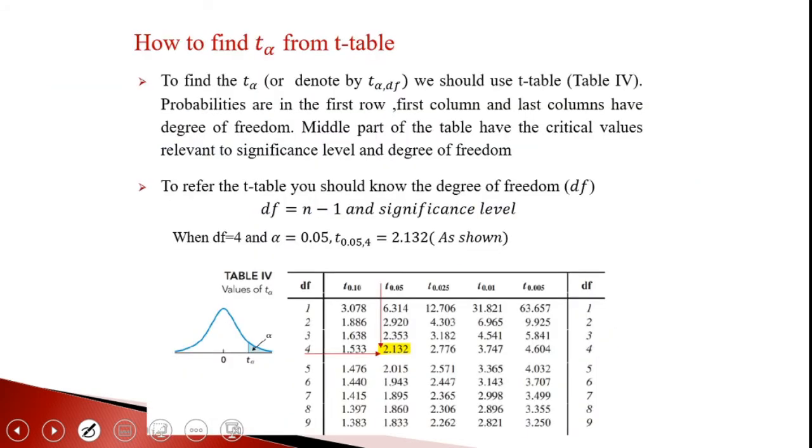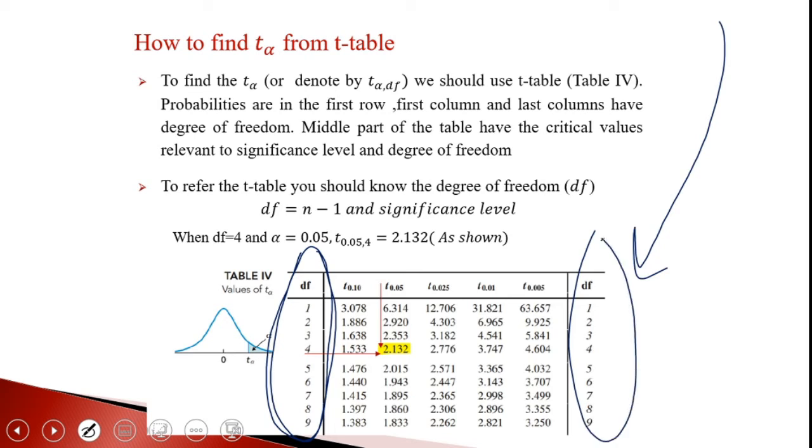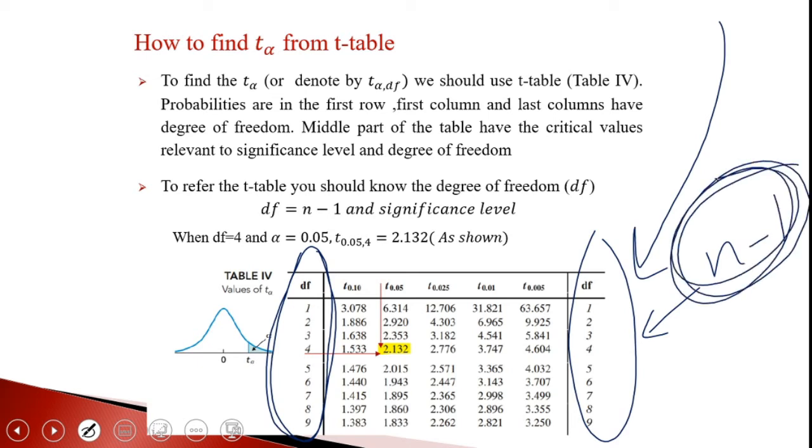Okay, let's see how we find the t alpha. In this t table, this is the general outlook of the t table. You can see your degrees of freedom on your left hand side. This first column, or sometimes last column, is the degree of freedom. This should be n minus 1, don't forget it. These columns represent t values.